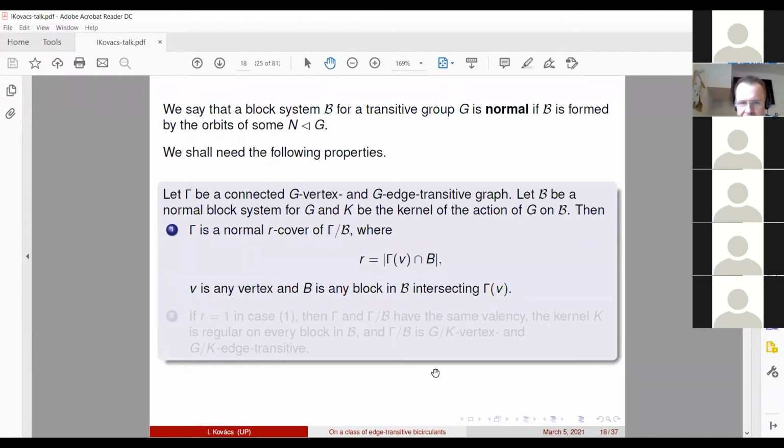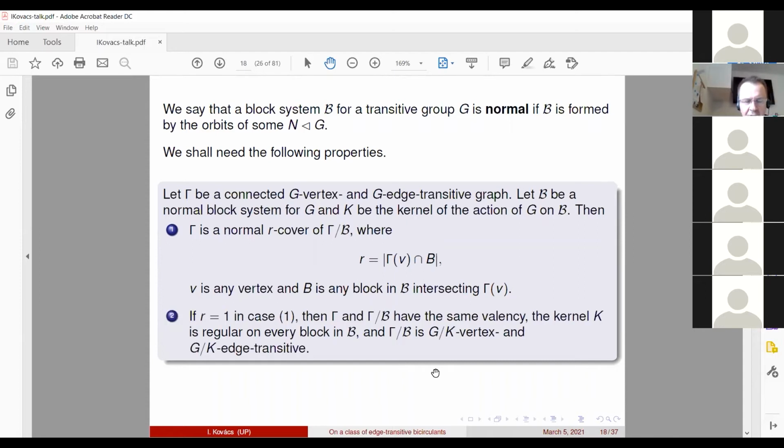Then you can form the quotient graph, and it follows that the original graph becomes a normal R-cover of the quotient. You can find R easily: just fix any vertex and any block, and look at the number of neighbors of this vertex in this block, provided that the block intersects the neighborhood. And this is the first thing.